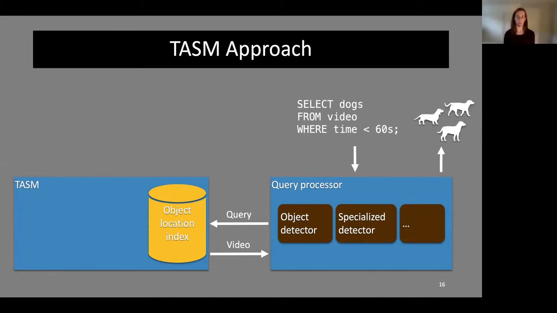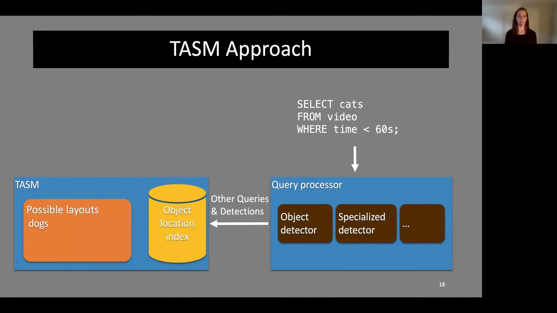At this point, the query processor adds those detections to TASM's object location index. TASM uses this index to later design tile layouts around where the objects are in frames. TASM also keeps track of the queries we've seen so far as possibly useful layouts to eventually create.